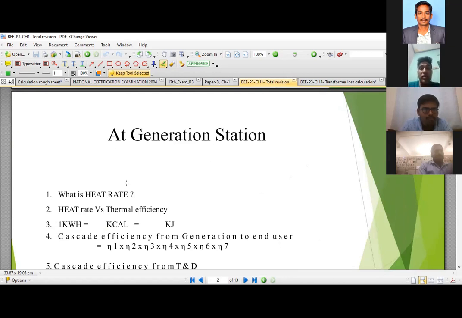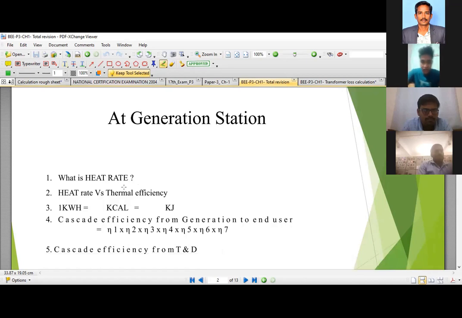How much kilocalorie is required to generate 1 kilowatt hour of power generation? Okay, that is okay. Very good. And heat rate versus thermal efficiency. What is the difference? Heat rate is inversely proportional to efficiency.